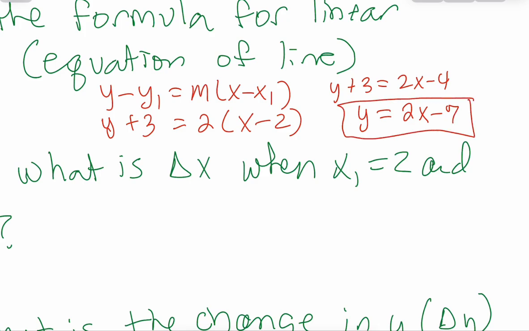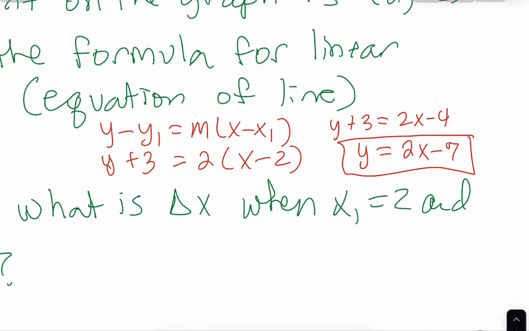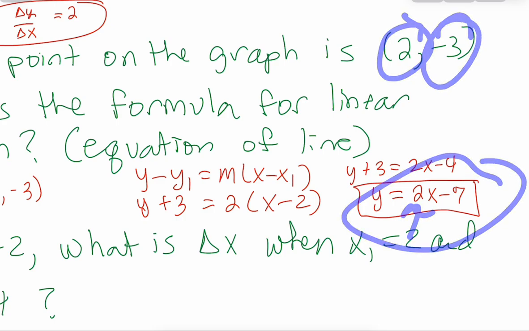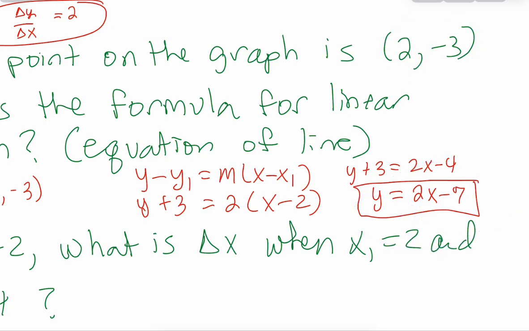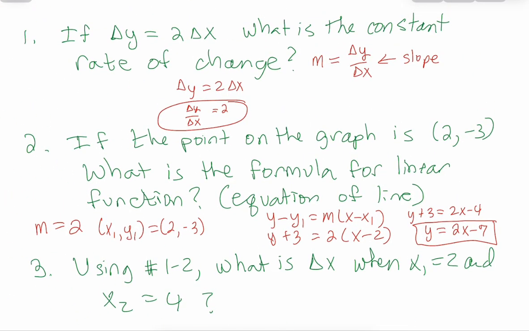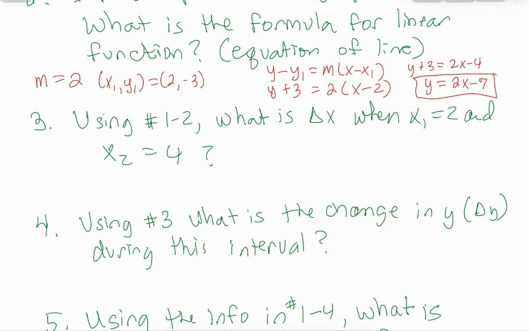Now, how could you check that this is correct? Well, you better have the slope you found in number 1 in that spot. If I plug in the point 2 for x, I better get -3 for y. So you can check the work very quickly. Do we have any questions about 1 or 2? Okay, let's move on to 3.